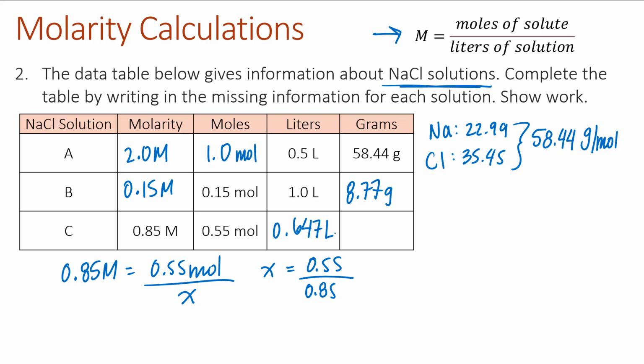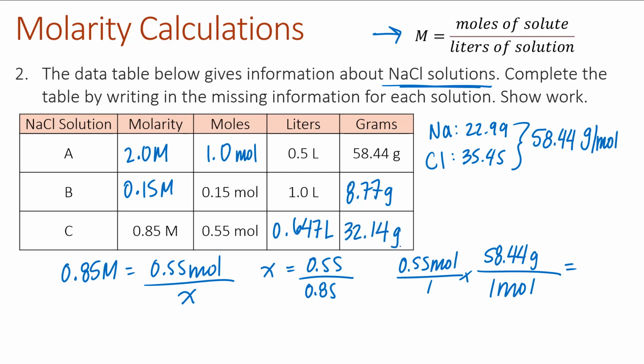Now to get grams, we already know the moles of my NaCl. It's 0.55 moles. So we're going to change moles of NaCl into grams of NaCl using molar mass. So when I solve for my grams of NaCl for this solution, I get 32.14 grams.